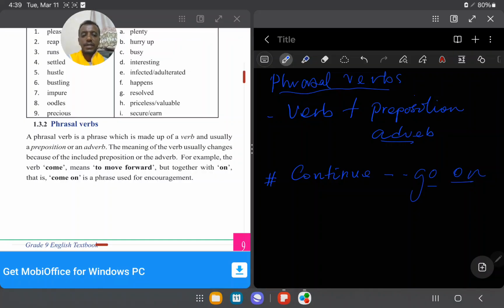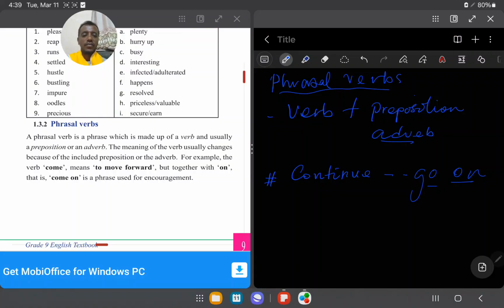What is the benefit of phrasal verbs? Instead of using repetitive words, you can make the speech or paragraph or passage interesting. Genuinely, you can make a paragraph or speech using phrasal verbs. For example, go on.